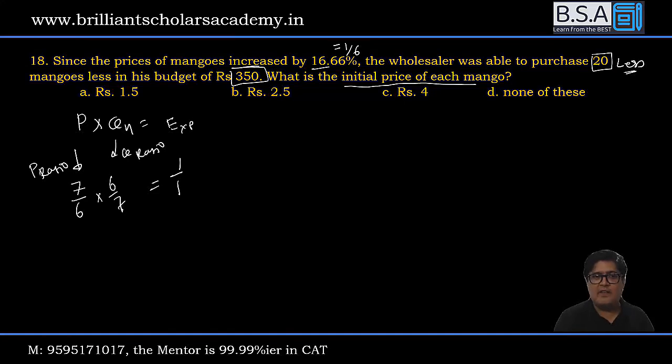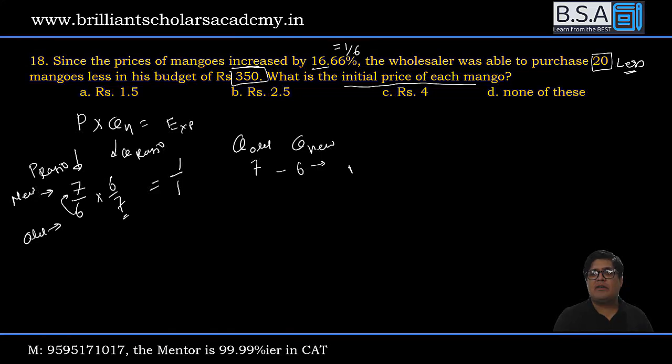What this means is, earlier, old value is always below, new value is always above. Remember, 6 rupees becoming 7. 6 rupees becoming 7 is 16.6% increase. Now, earlier the person used to buy 7 mangoes. Now the person can buy 6 mangoes. Can I say there's a decrease of 1 mango? What is the actual decrease? Actual decrease is 20 mangoes. Actual fall is 20. So you multiply.